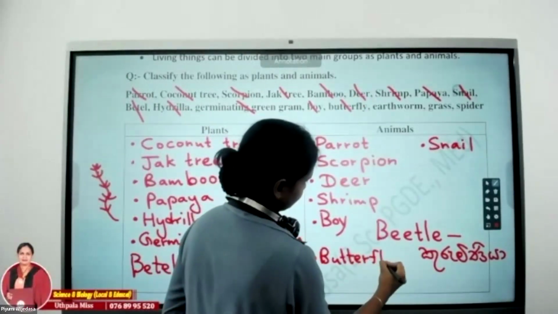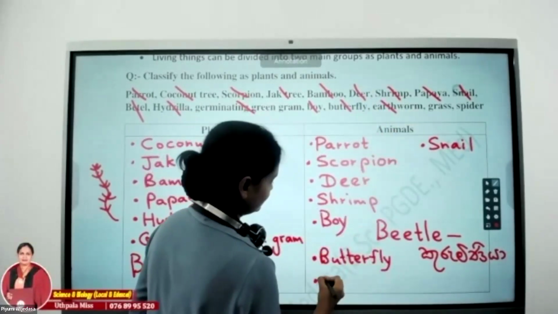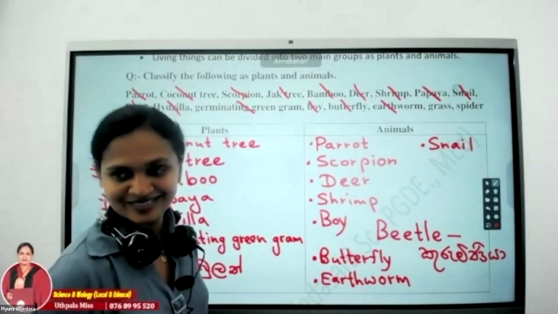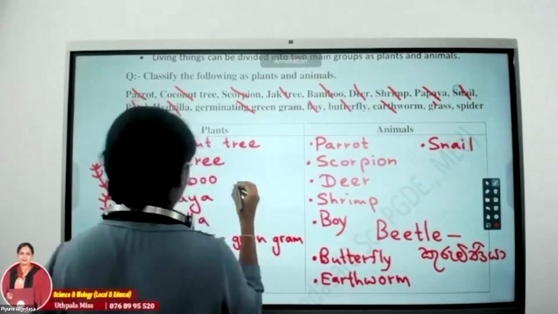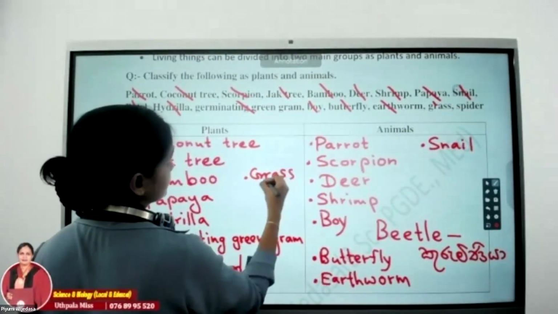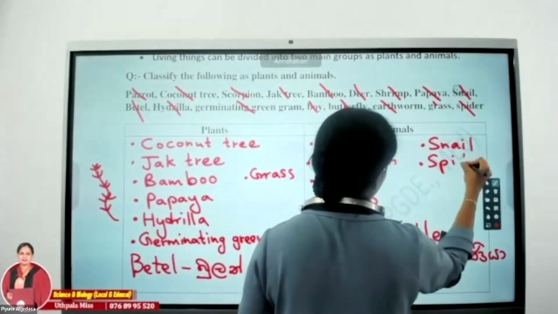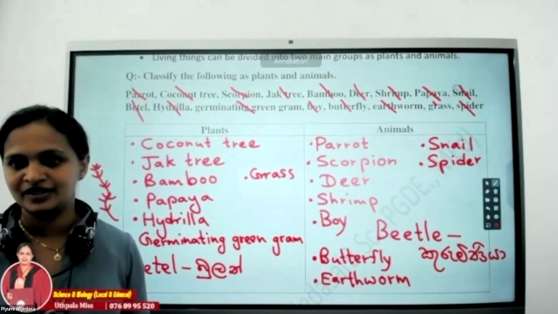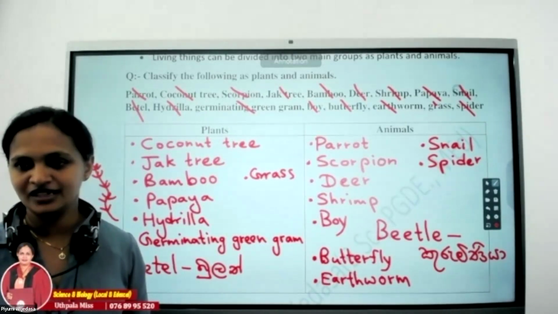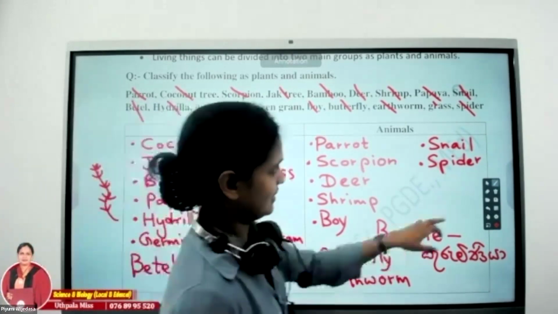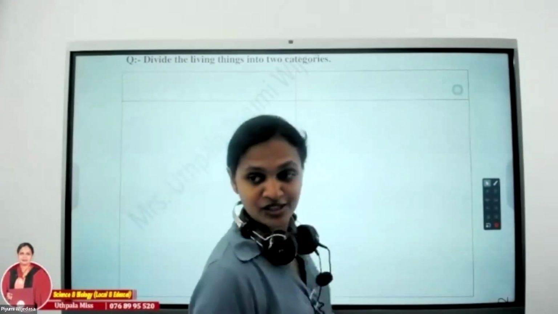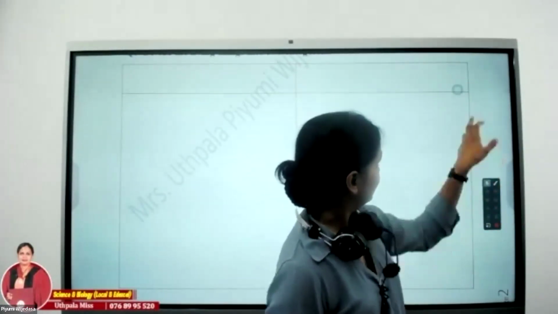Then butterfly. Then earthworm, who is earthworm? Earthworm. Grass, Plants. I have space so I will write it here. Grass and spider, Animals. Yes, did you get all correct? Hands up, those who got all correct. Good, very good. So you don't need to do the rest of the pages. Don't do them. I will do them in the class.